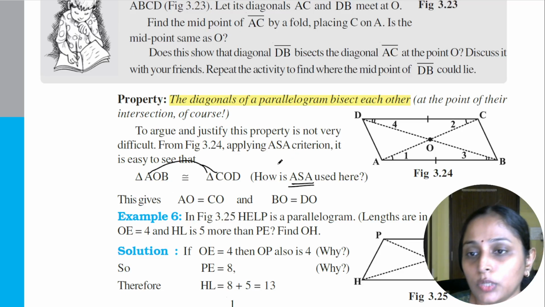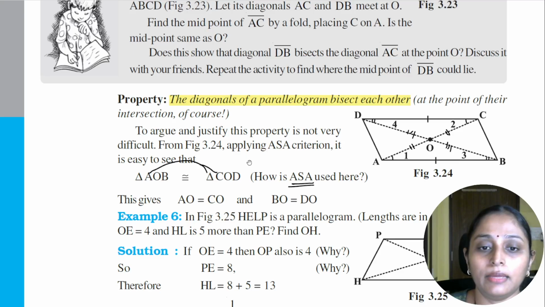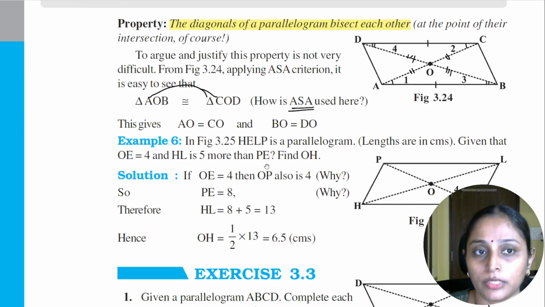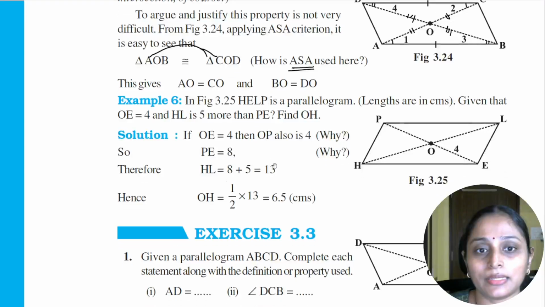Now, if these two are congruent, if I take AO here, okay, AO is opposite to angle 3. Now, angle 3 is corresponding to angle 4 in the second triangle. So, opposite to that, I have OC. That means AO is equal to OC. Similarly, I'll have BO is equal to OD. Therefore, this is the proof by geometry that diagonals bisect.